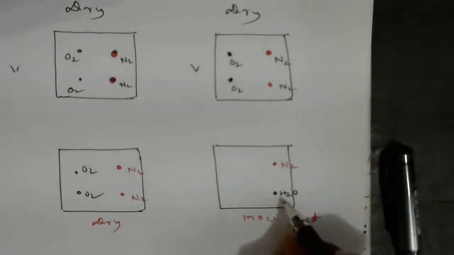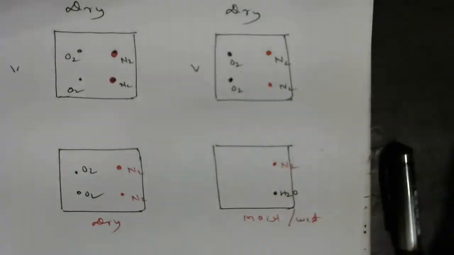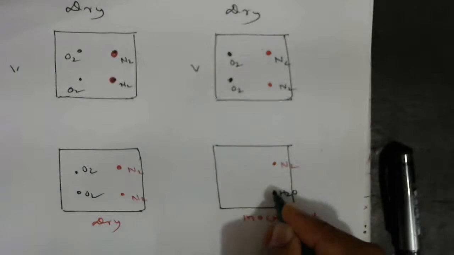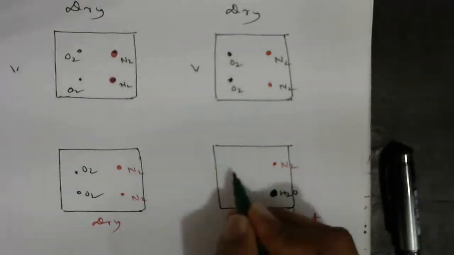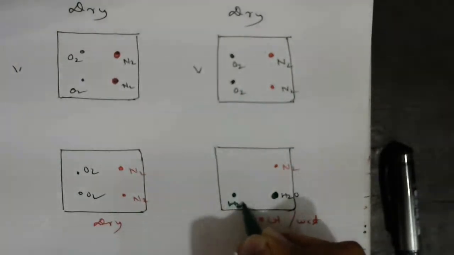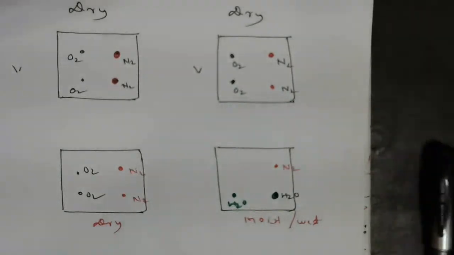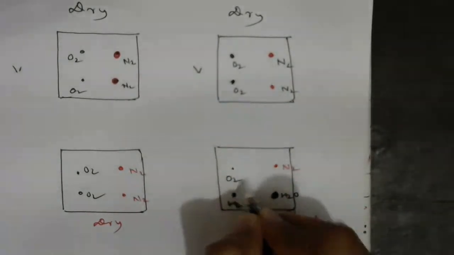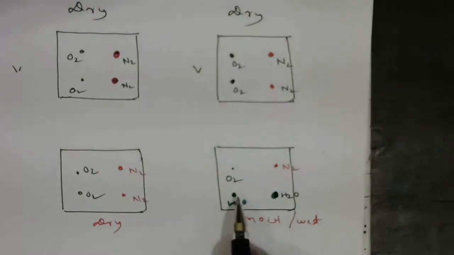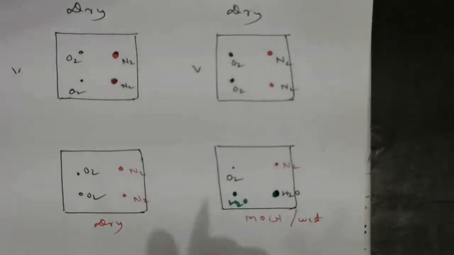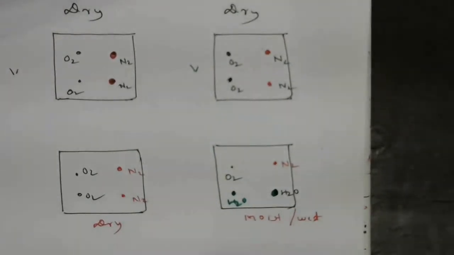Why? Because moisture contains what? Water molecules. And one more, it is a water molecule, H2O. And similarly here also, one oxygen is as it is, one oxygen is replaced by one water molecule.